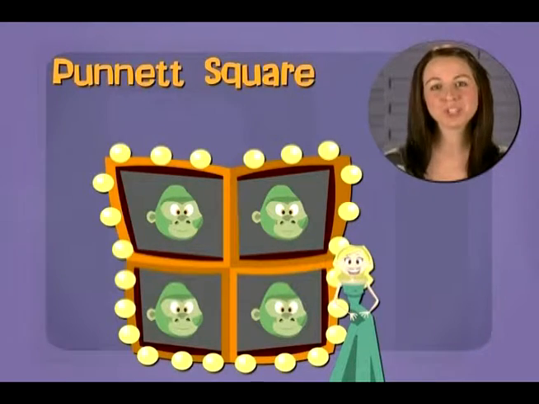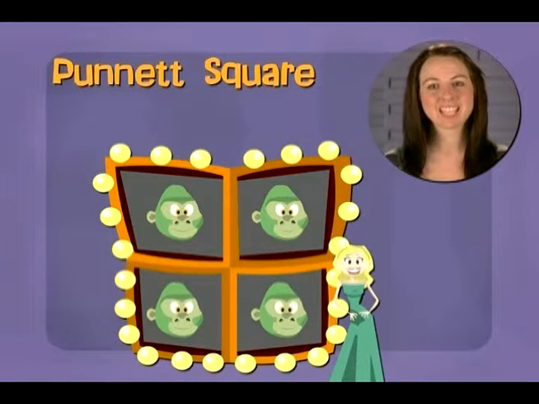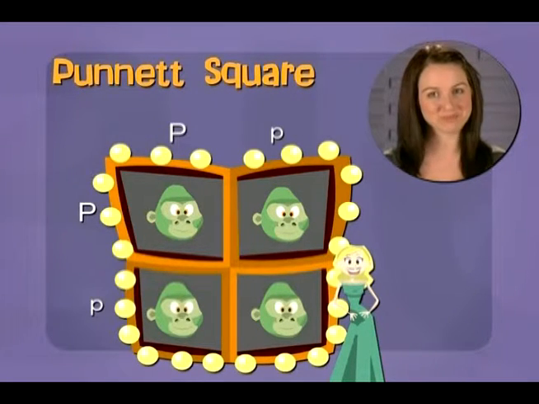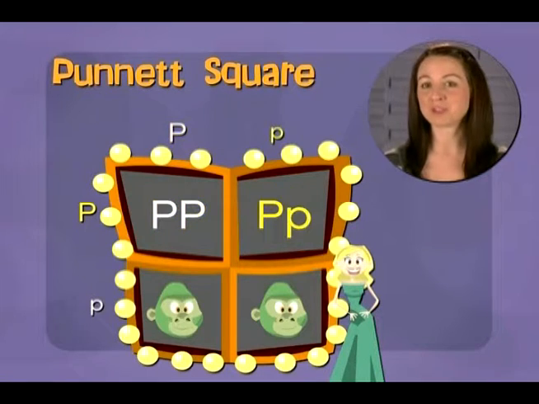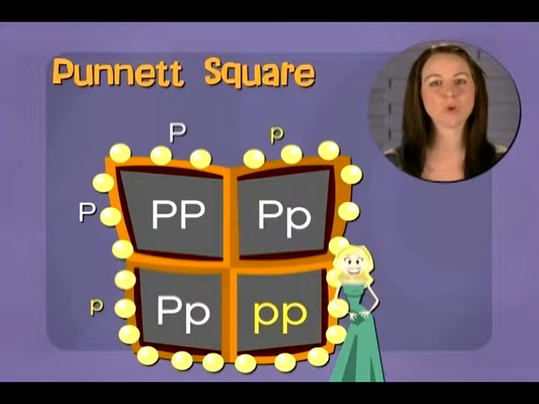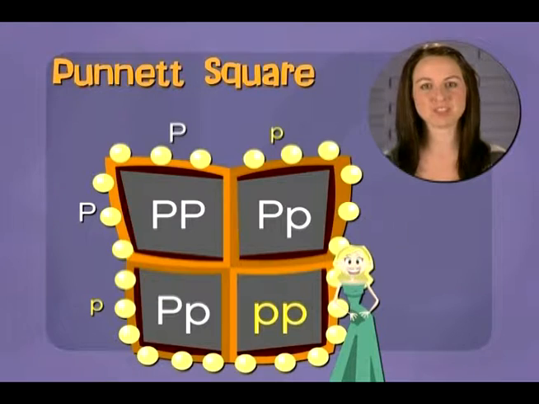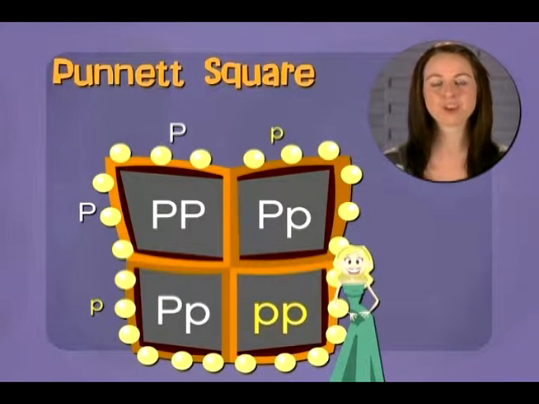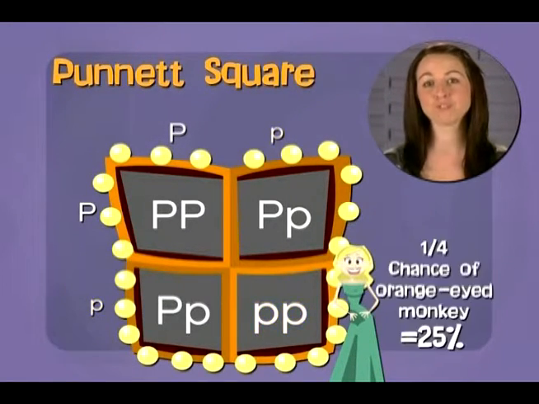Since both F1 monkeys are heterozygotes, what kind of gametes can they produce? Each monkey could contribute a dominant or a recessive allele to the offspring. So, let's list each allele on an adjacent side of a Punnett square. Now, fill in the Punnett square. Remember, there is only one combination that will produce an orange-eyed monkey, pure recessive or 2 lowercase p's. According to our square, there is a 1 in 4 chance or 25% chance that this will occur. Ta-da! You'll have lots more chances to practice that later and get the hang of it.